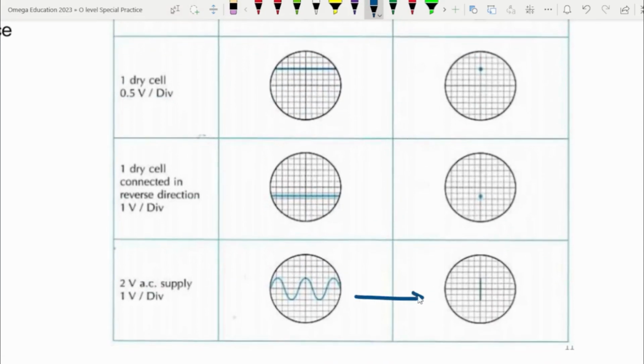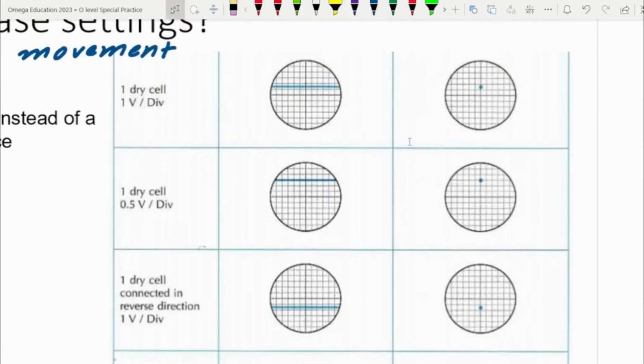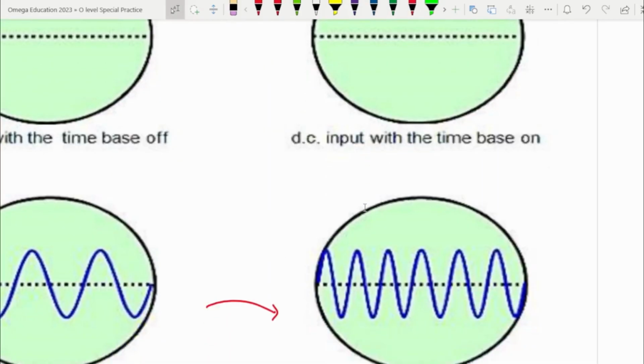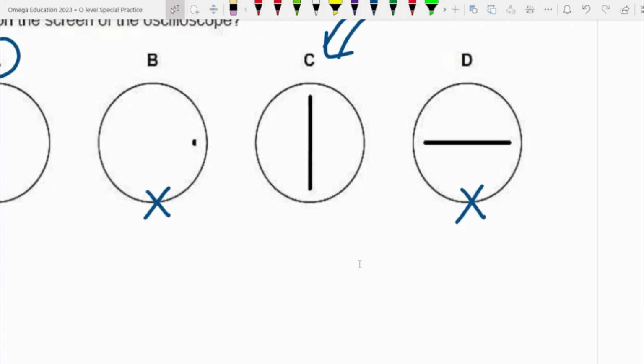If you were having the AC signal, then after setting the time base off, it would move only along the y-axis. But if you have the normal DC, it could be upward, it's just the same. If it were with the negative sign, it would just move below the central point, below the origin. So the answer for this one has to be A.